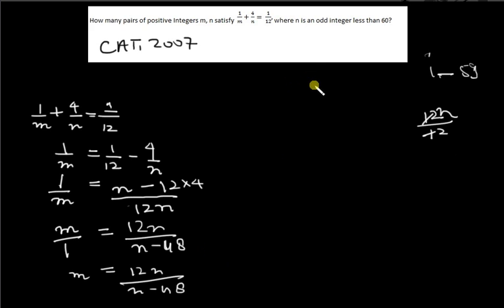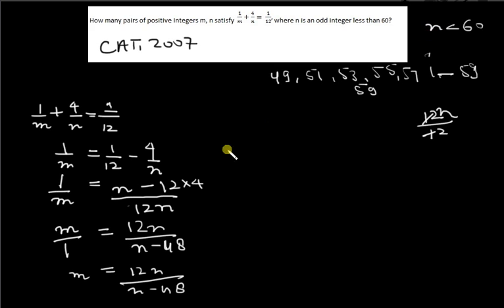start with a number greater than 48, and the number has to be an odd integer and should be less than 60. So we can see that greater than 48, it is 49, then 51, 53, 55, 57, and 59. I can't go beyond this because there is a condition that the n should be less than 60 and it has to be an odd number.